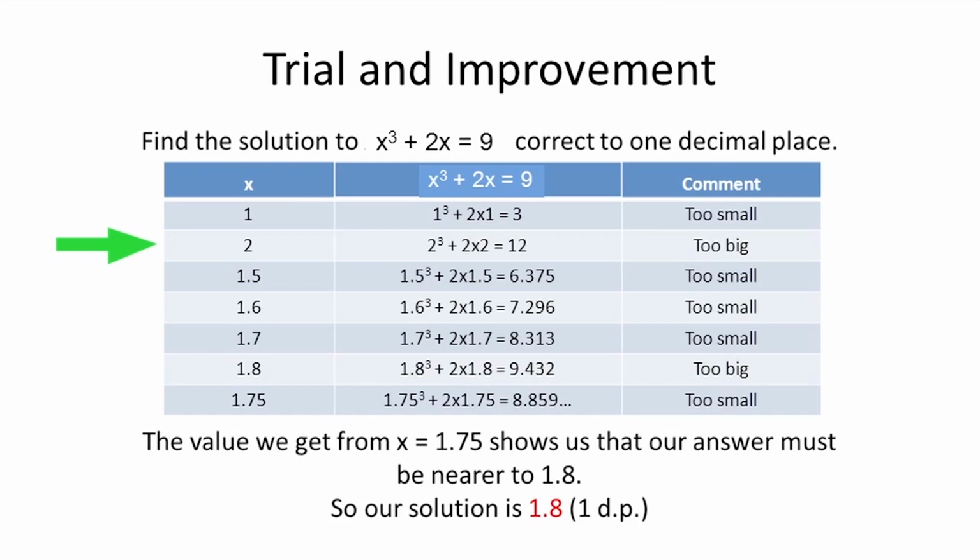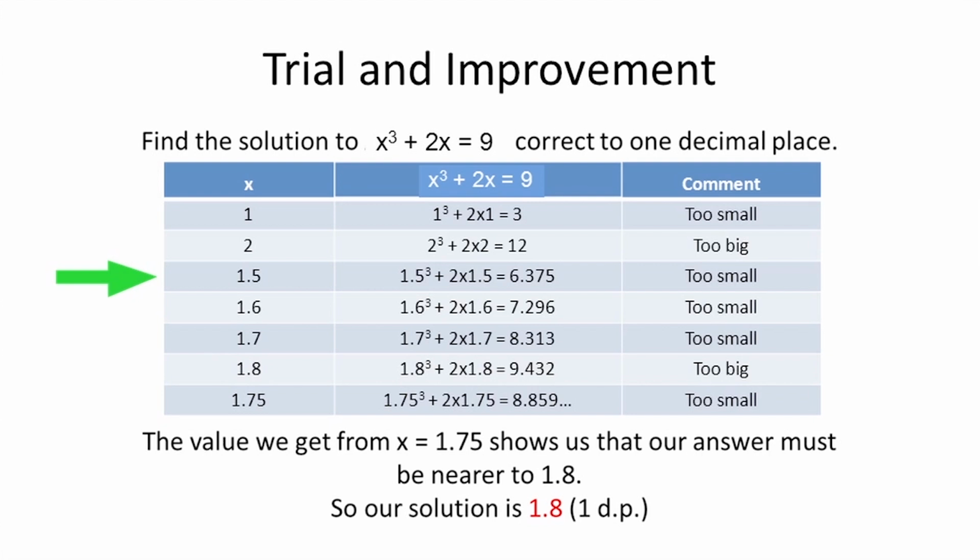Now that's too big, but what it has shown us is that our number is now between 1 and 2. Now the next most sensible number to try, therefore, is the one that's exactly in the middle of those two. So we're going to put in 1.5. Notice we just replace our x values with whatever number we're putting in. So in this case, you see we've replaced the x with 1.5. And it's given us an answer of 6.375, which again is too small.